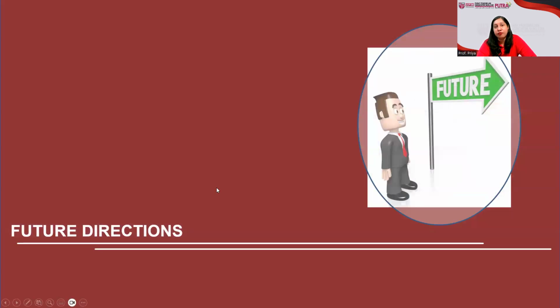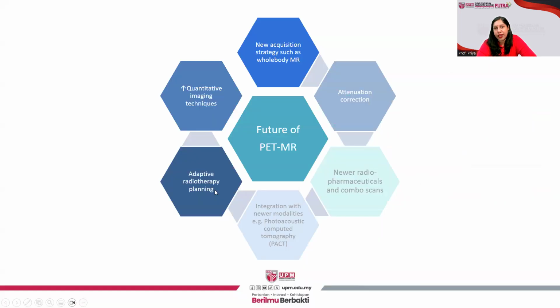Finally, let's discuss some future directions of PET-MR. As we know, most scanners are actually hybrid PET-CT and separate MR scanners, whereby patients are scanned separately and fusion is performed in post-processing after the images are acquired. However, in hybrid PET-MR scanners, this new acquisition strategy has a lot of time-saving benefits for whole body MR with PET imaging.